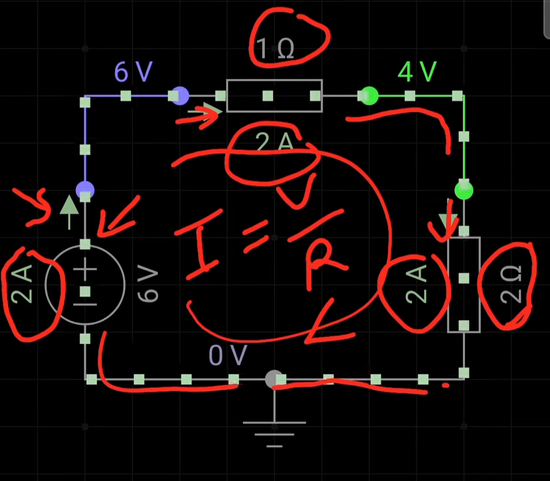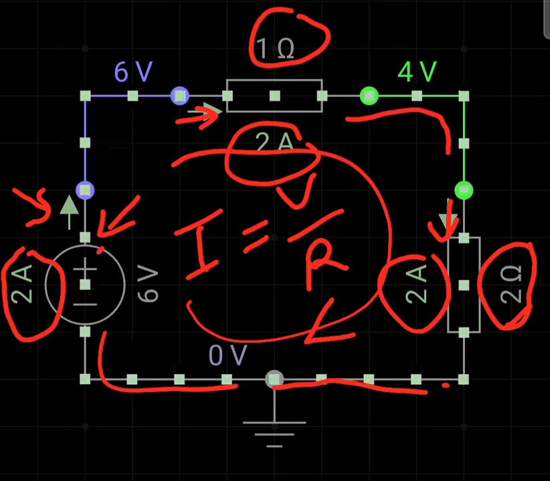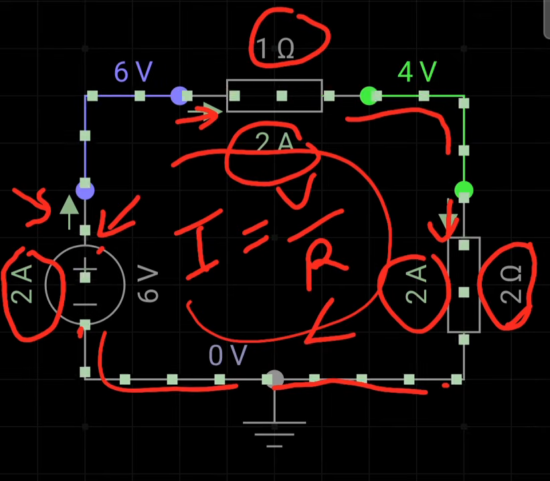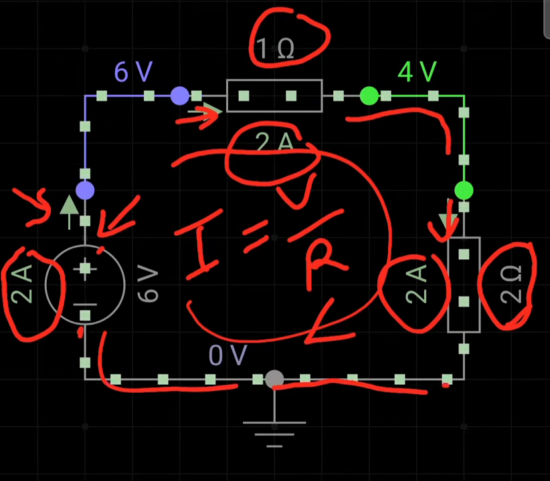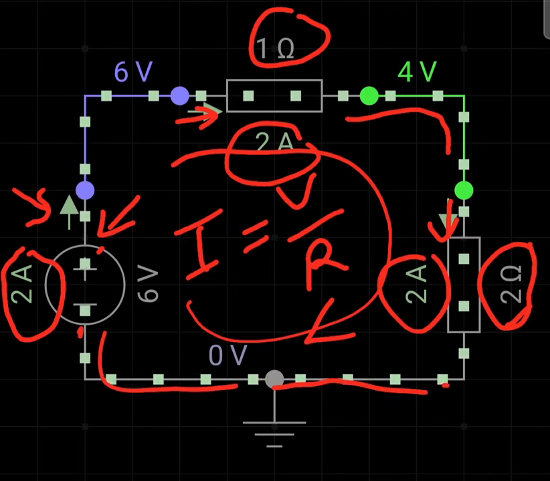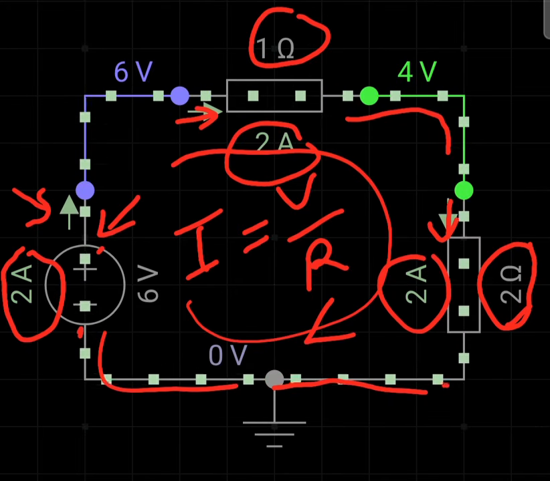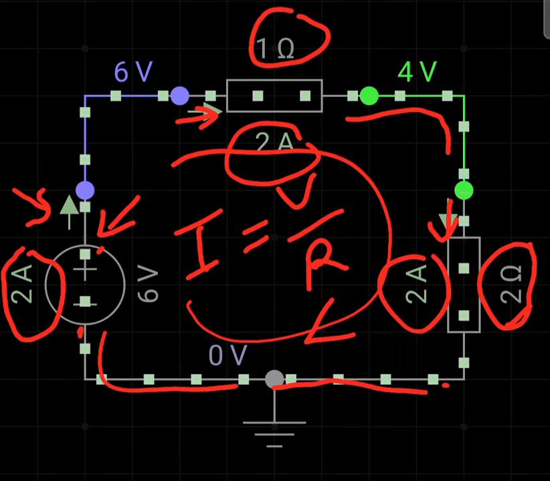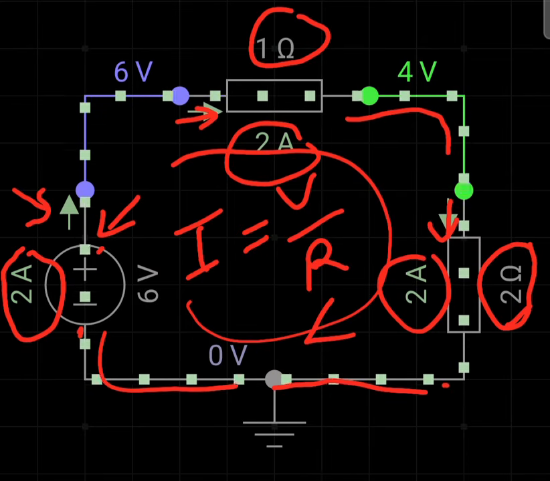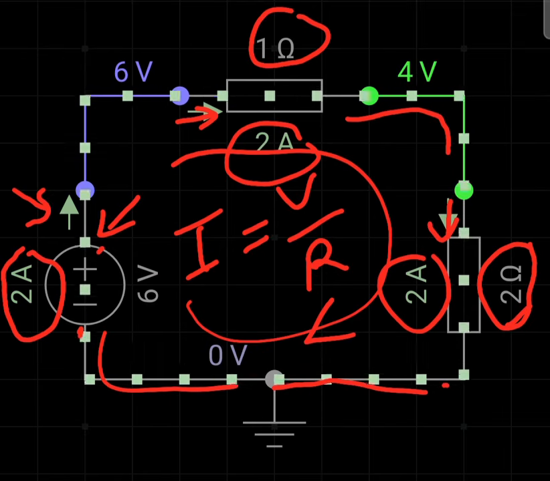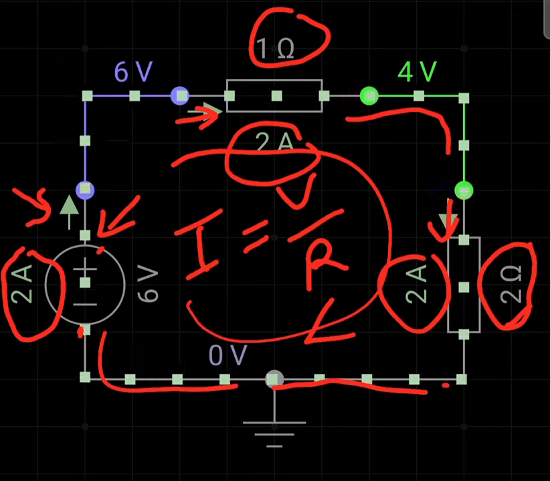So it emanates from the positive pin of the voltage source and it terminates at the negative pin of the voltage source. So we can say that the positive charges are flowing in the direction of the animated dots, and the electrons, in other words, are flowing in the reverse direction of these animated dots.